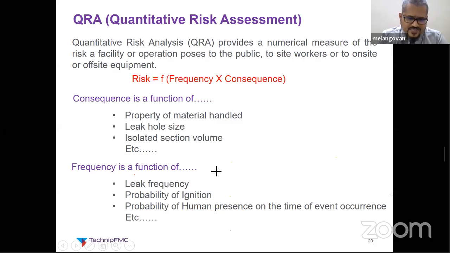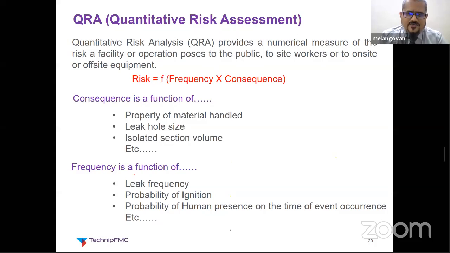Likewise, frequency is a function of leak frequency. For example, again, the diesel tank leakage. If a leak is happening, how frequently can it happen? What are all the leak sources? All those things will be assessed in the leak frequency. Once the leak has happened, it is not getting ignited every time. We should have some probability of ignition. It may ignite or may not ignite, depending upon a number of factors.